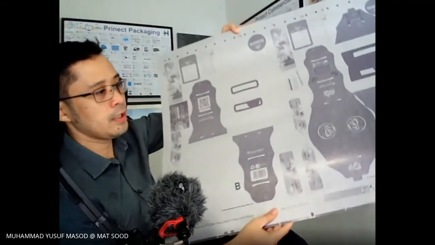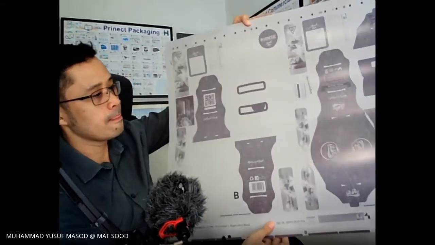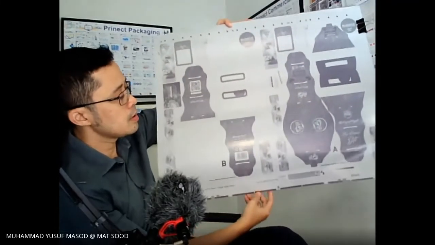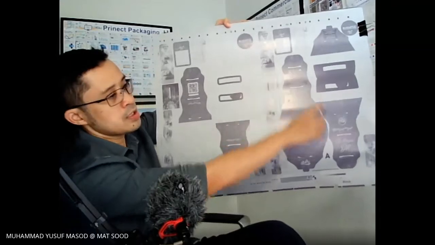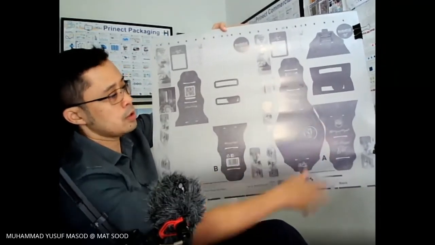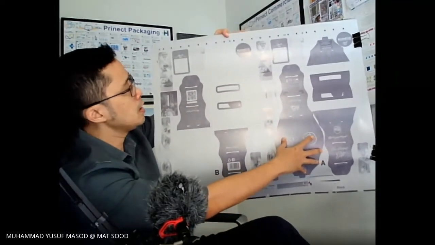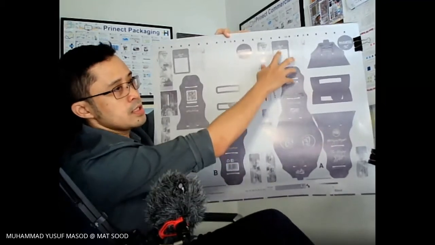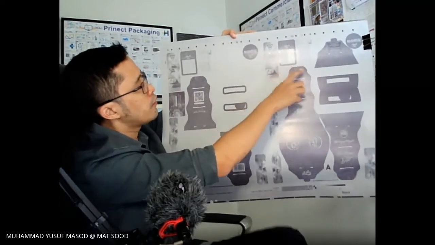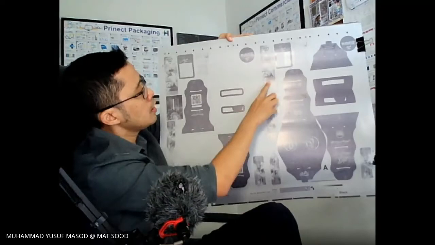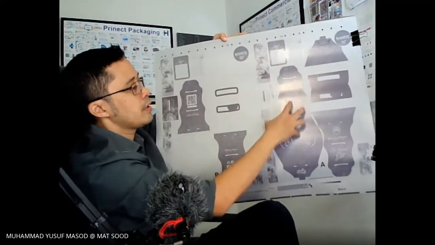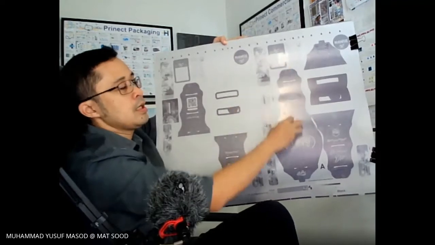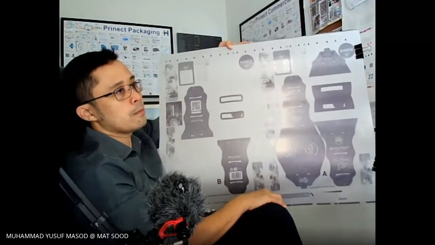So this is a gang job. This is a plate. We see this is a gang job because we can see the anatomy or the layout of a packaging over here, and somehow we can see a different type of product. This is a bookmark and a calendar. So what does it mean? It relates to packaging. So this is a gang job.